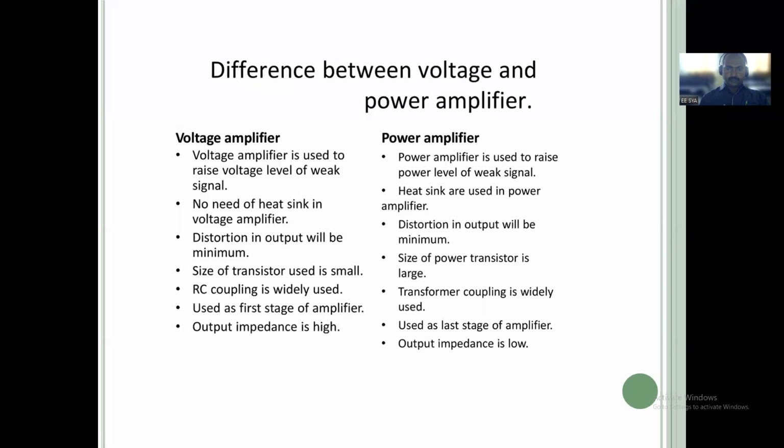Difference between voltage and power amplifier, right? Whatever the difference between your voltage and power amplifier, that we have to see here, right? So see, a voltage amplifier is used to raise the voltage level of a weak signal.